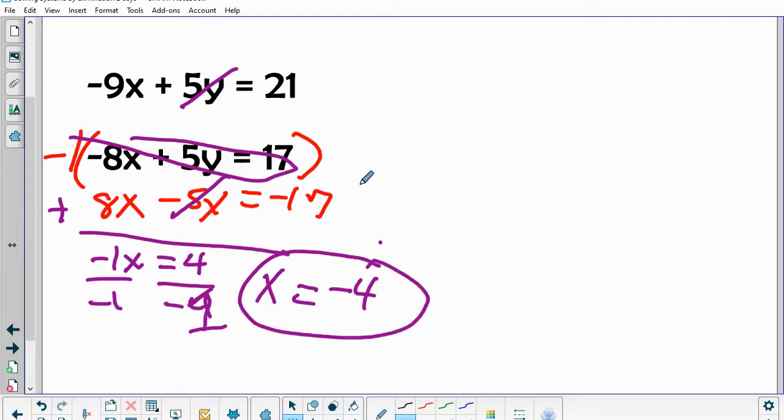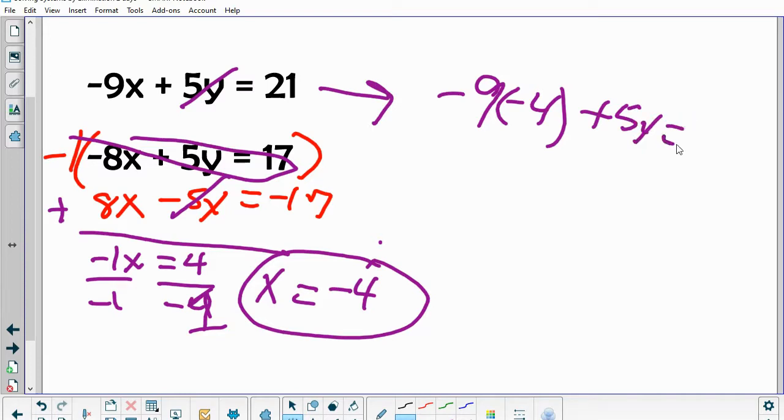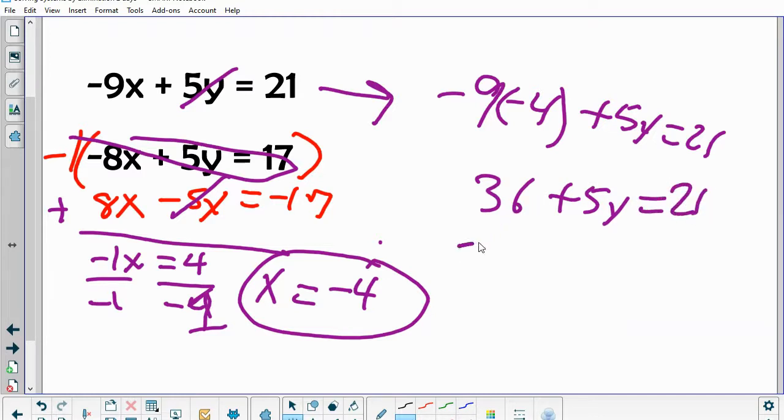All right, so what do I do next? Well, I bring one of these equations over, so I guess I'll try the top one this time. So negative 9 times negative 4 plus 5y equals 21. Negative 9 times negative 4 is 36 plus 5y equals 21. And let's go ahead and subtract the 36 from both sides. And that puts us at a number of negative 15.